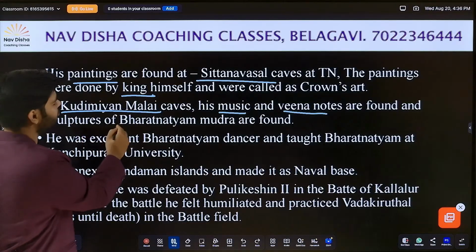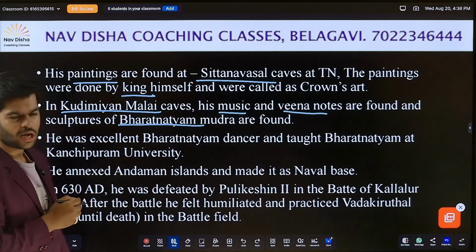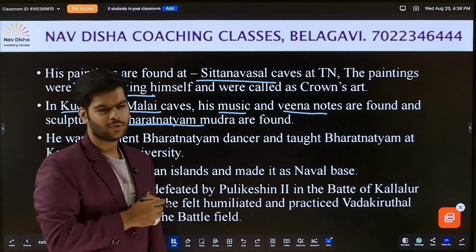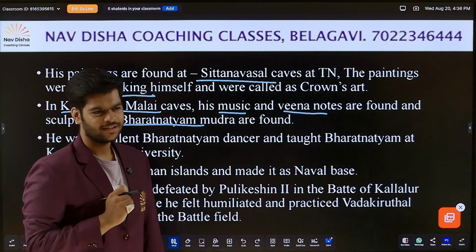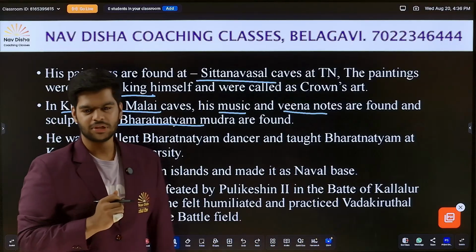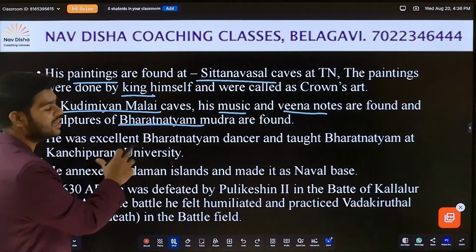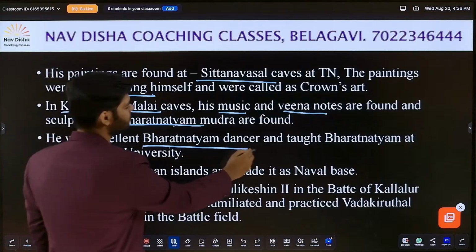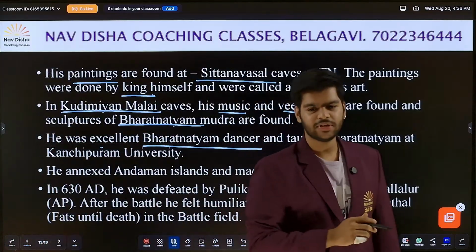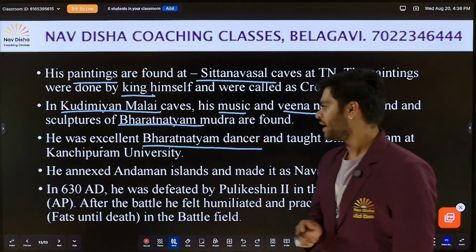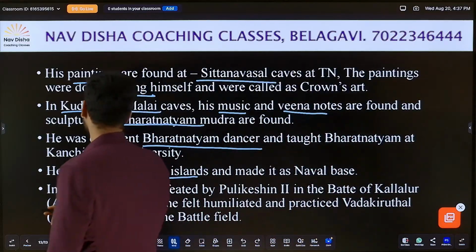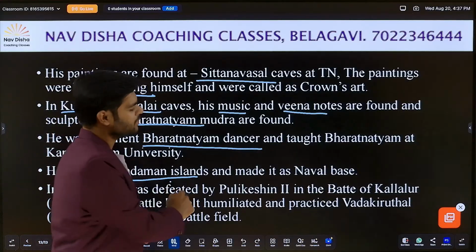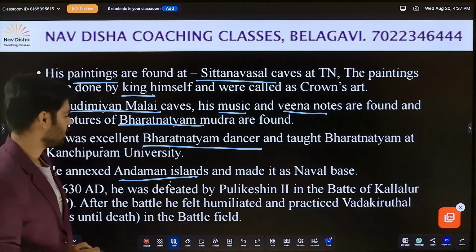And sculptures of Bharatnatyam mudras are found. How many mudras are there? 108 in Bharatnatyam? I think there are 108 mudras and all those mudras he sculpted. Understood? So it is there. He was an excellent Bharatnatyam dancer and taught Bharatnatyam himself in the Kanchipuram University. He annexed the Andaman Islands. Andaman Islands was under some tribal kingdoms. So he annexed it and made it a naval base, a navy there in Andaman.